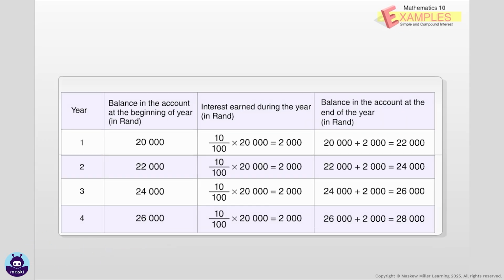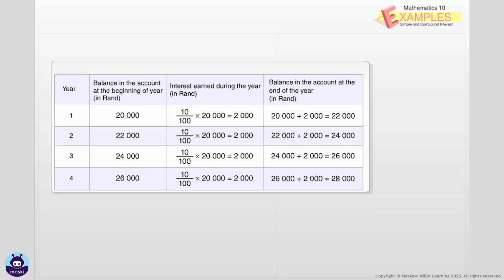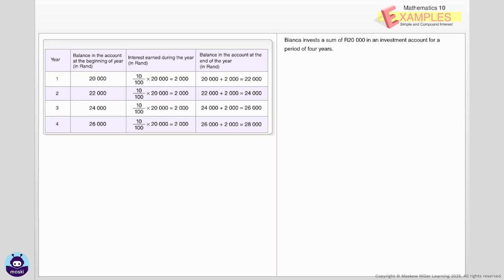Simple interest. Recall the example that we saw earlier on simple interest. We had calculated the interest amount for each year. Bianca invests a sum of 20,000 Rand in an investment account for a period of 4 years. But if we had to calculate the interest earned by Bianca at the end of 15 years, it would become rather tedious to solve this problem.